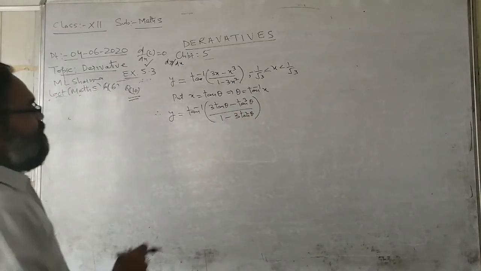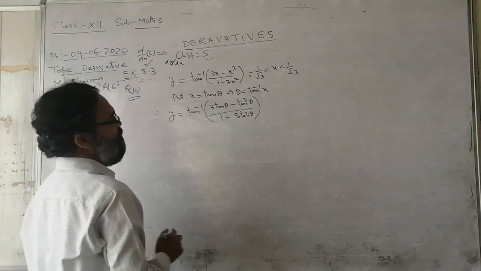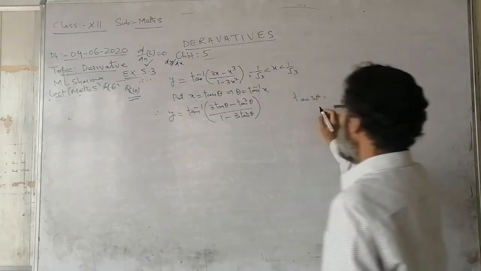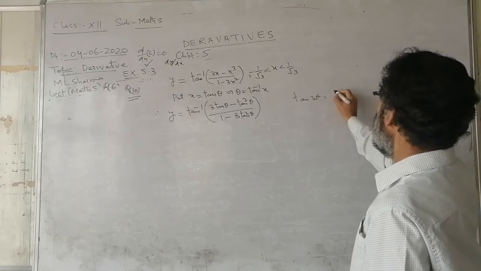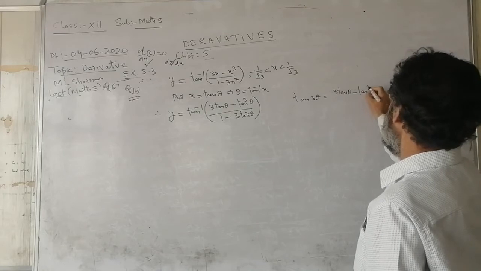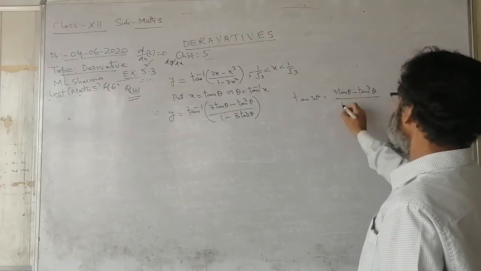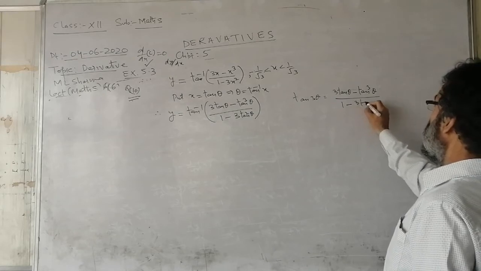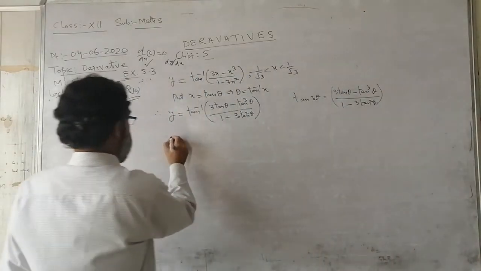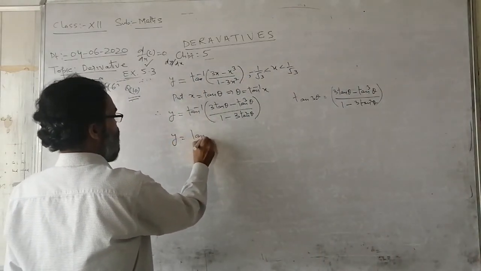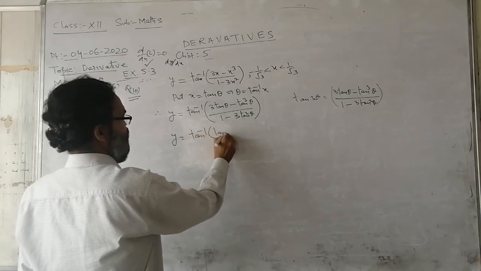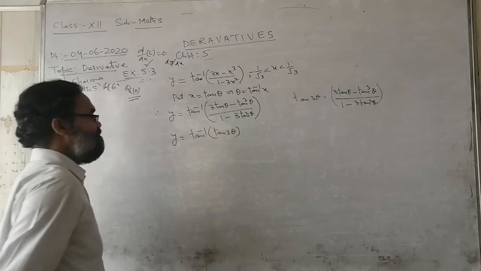Now this inside this bracket term, this is the formula of tangent 3 theta. So in trigonometry you might have seen this formula, 3 tangent theta minus tangent cube theta upon 1 minus 3 tangent square theta. So this is the formula of tangent 3 theta. So y will equal tangent inverse, instead of this I will write tangent 3 theta.